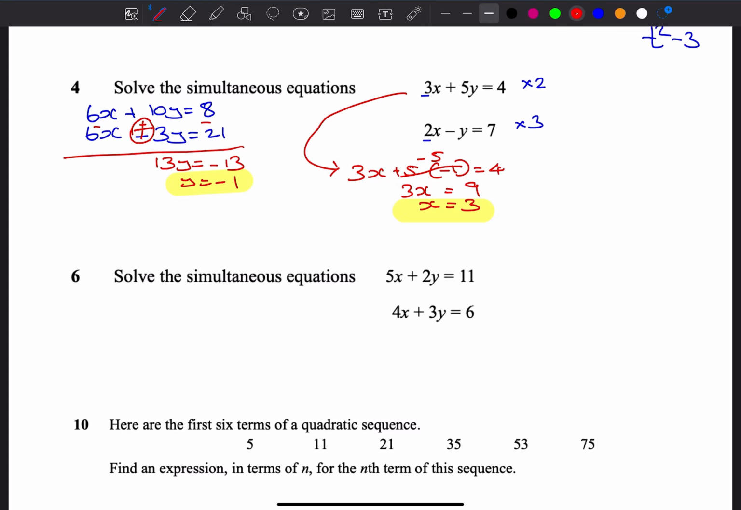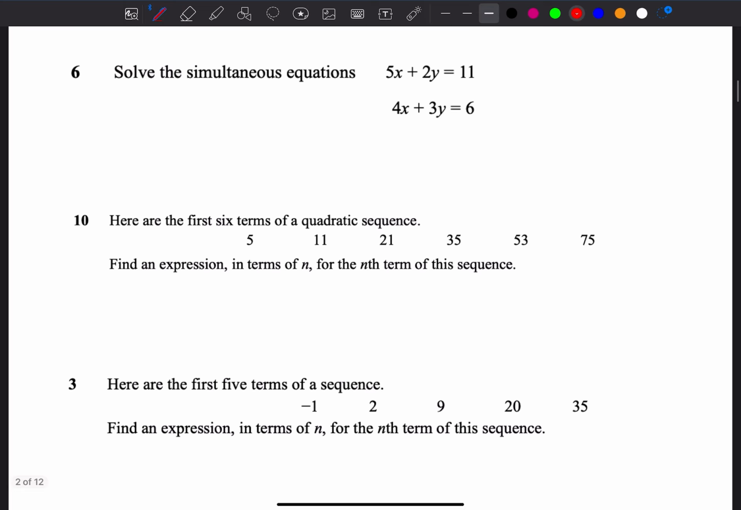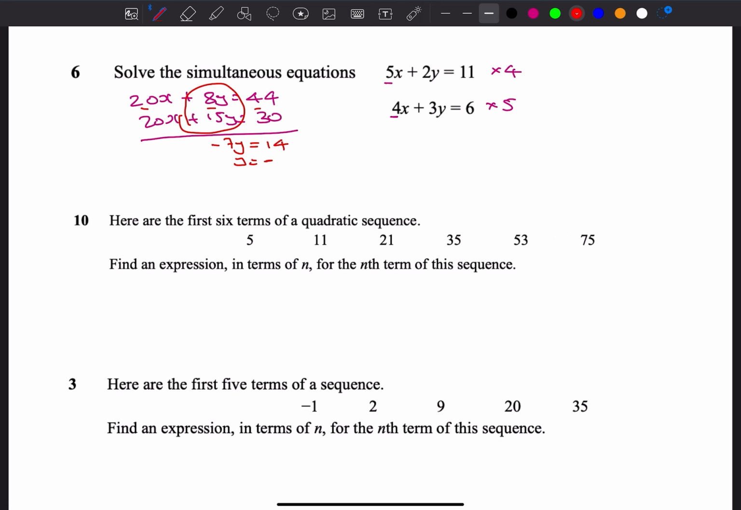Okay, simple. Next one. Another simultaneous equations again. Times here by 4, times here by 5. 20x plus 8y equals 44. 20x plus 15y equals 30. Then you always take away. 20x take away 20x cancels, and that is going to give you minus 7y equals 44 minus 30, which is 14. y is 14 divided by minus 7, which is minus 2.